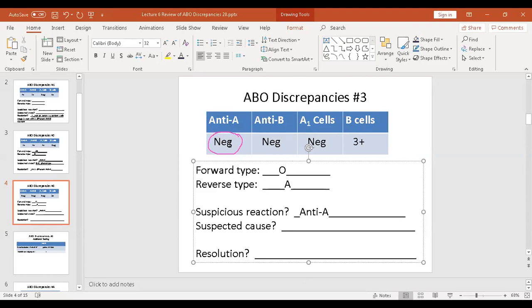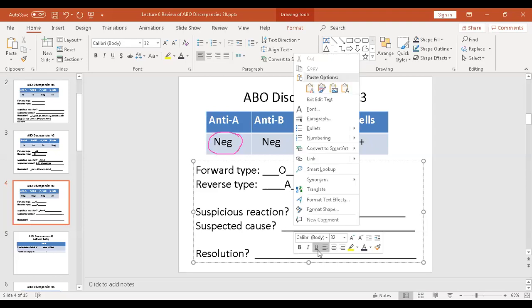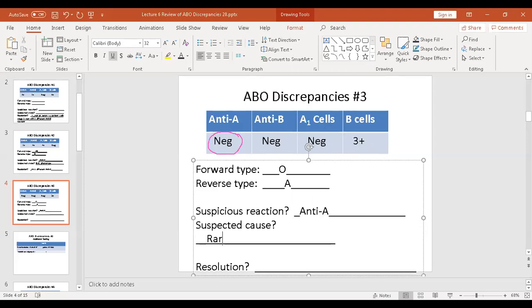So we want to think, well, what could possibly be causing this, or what could we do to help resolve this? And there are actually a couple of things we could do. So one of the reasons, if we think, well, why might somebody's antigen be weaker and not reacting with the anti-A? This is actually a pretty rare thing, but this could be one of those rare subgroups of A that we talked about in class, like A int, A x, and etc. Okay, so that could be why they're not reacting here with our anti-A reagent.